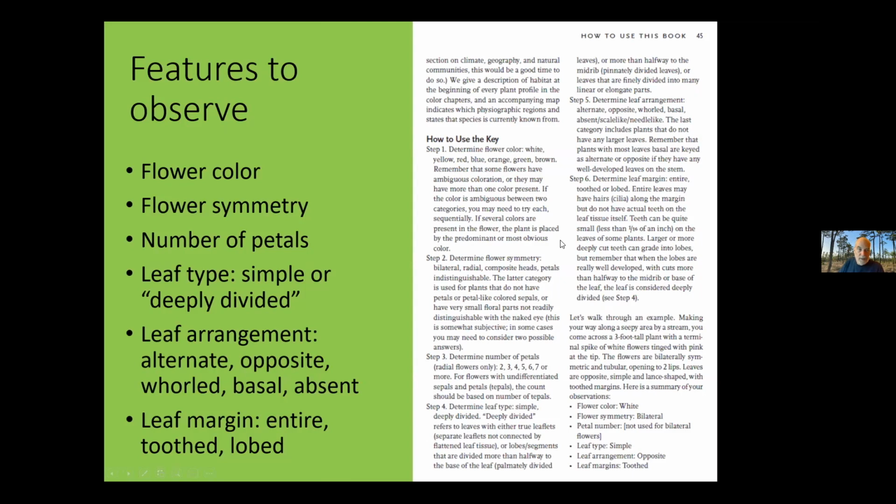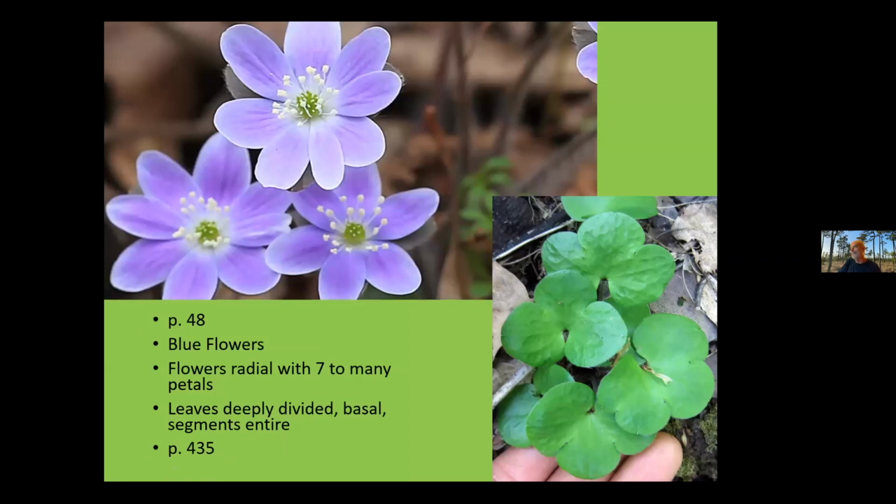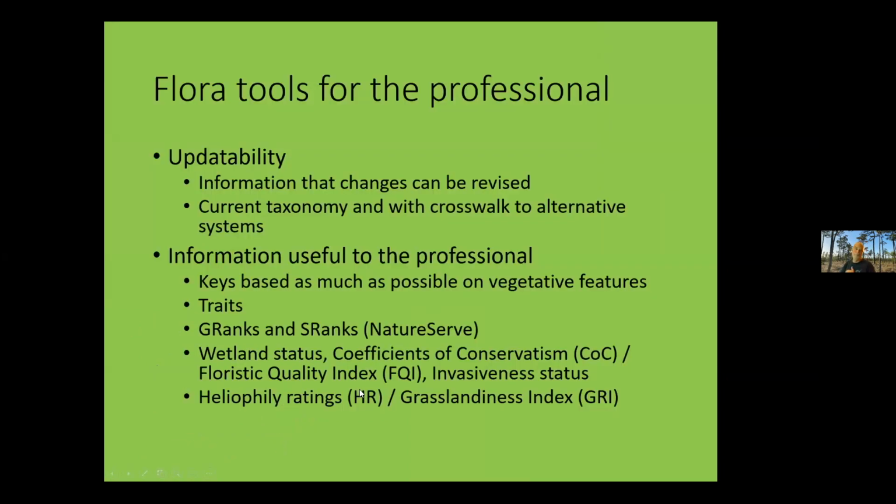So, what we hope is a taxonomically sophisticated, ID sophisticated, but easy to use wildflower guide. So for hepatica: blue flowers, flowers radial with 7 to many petals, leaves deeply divided, basal segments entire, takes you to page 435 with just a few species to look at.